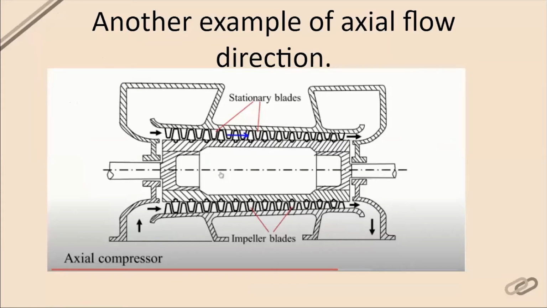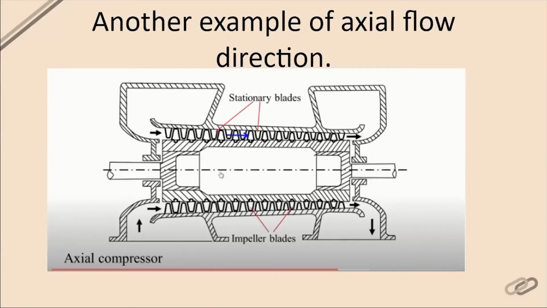You can see another example of axial flow, which we call an axial compressor. Again, the shaft is shown in white, and the dashed line passing through the center of the shaft is the axis of rotation. In this case also, we have impeller blades and stationary blades. Stationary blades are attached to the casing and do not rotate, and impeller blades are attached to the shaft and rotate.